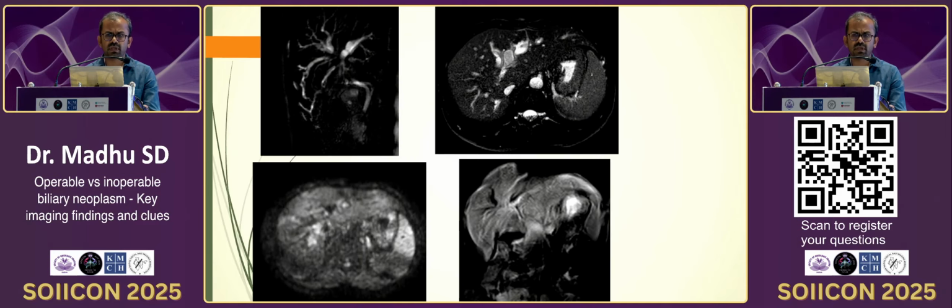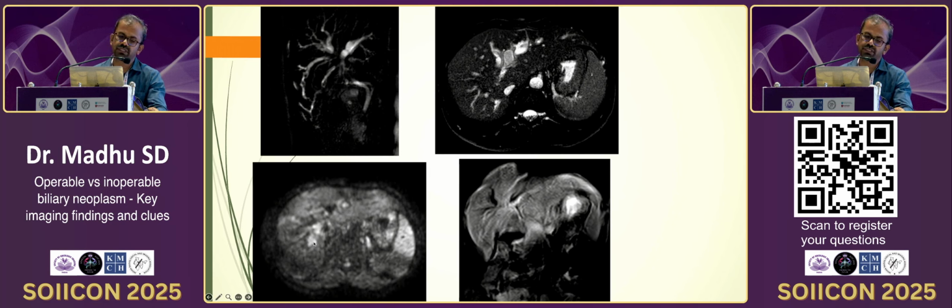This is a classical example of type 4 perihilar cholangiocarcinoma. Here you can appreciate the second order radicals on either side are infiltrated by the tumor. So typically on a T2 weighted image, it looks like a hypointense lesion with abrupt cutoff of the biliary radicals. The MRCP clearly shows where exactly is the tumor. Even on T2 weighted image, it's very well appreciated.